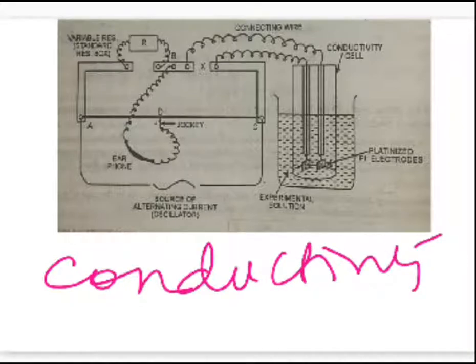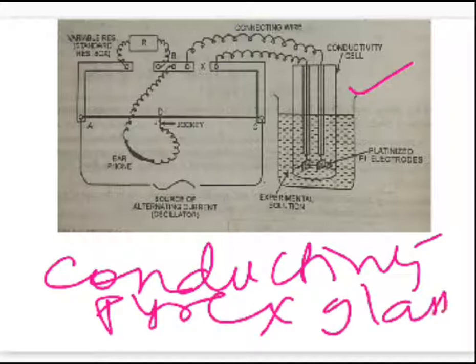Okay, so this is the conductivity cell as you can see in the adjoining figure. Now how is this conductivity cell made? It is made of Pyrex glass. Pyrex glass is a special type of glass which does not have its own conductivity or resistivity. So we are taking help of this Pyrex glass. Within this Pyrex glass, we are introducing two platinum electrodes at a fixed distance apart from each other.